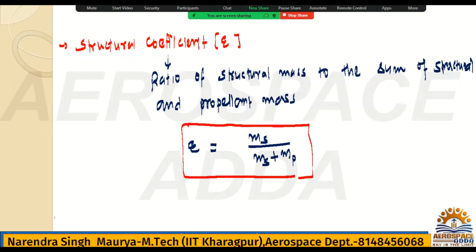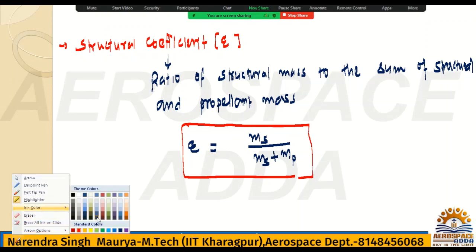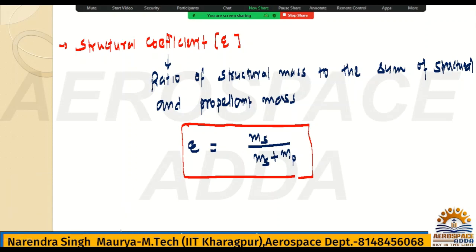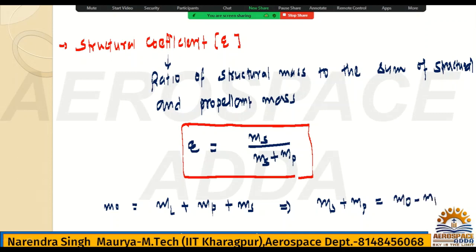Okay, this is one more article, you need to remember this. What you have: initial mass is nothing but mass of the payload plus mass of the propellant plus mass of the structure. So from here, what is ms plus mp? Ms plus mp is nothing but m naught minus ml.